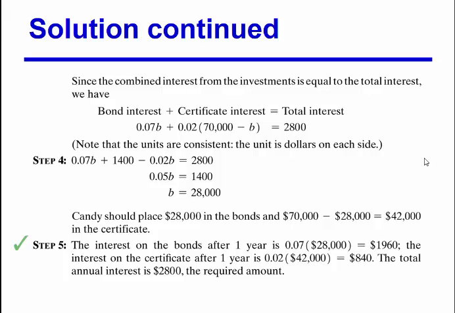So the interest on the bonds after 1 year at 7%, $28,000, would be $1,960. The interest on the certificate after 1 year at 2%, $42,000, is $840. And the total annual interest is $2,800, which is the required amount.